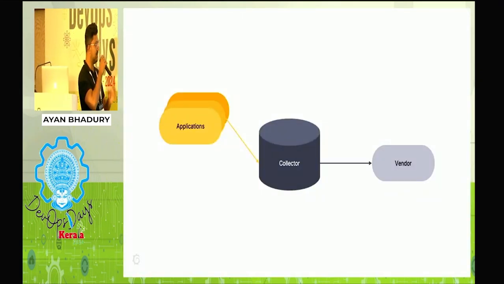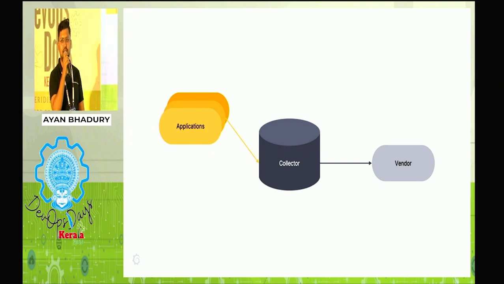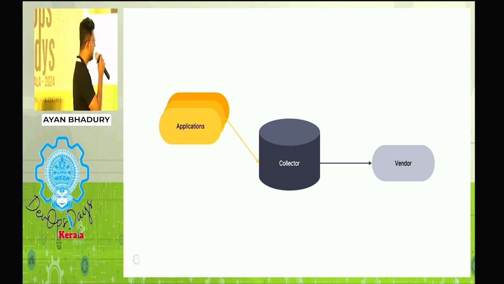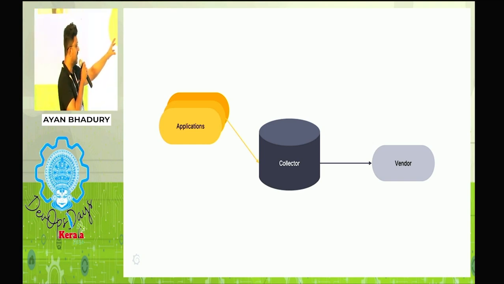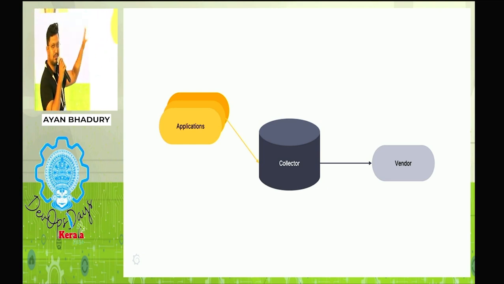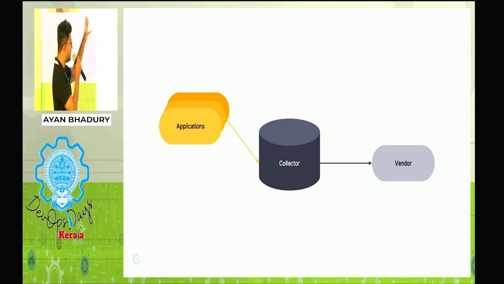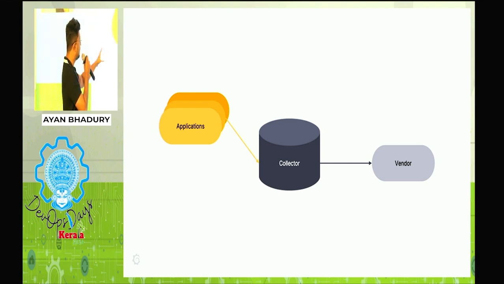So this is a typical, basic diagram of what the architecture of OpenTelemetry looks like. These are your applications, and then you have the collector, then you have the vendor. So applications are your program. Let's say you have a service which has a backend database as well as a front end. So these are all running.